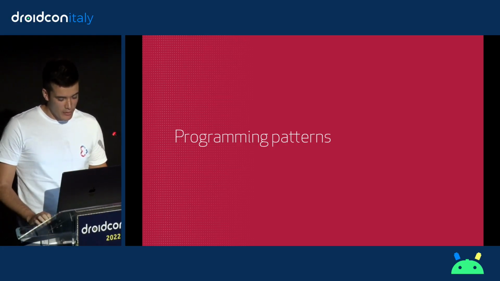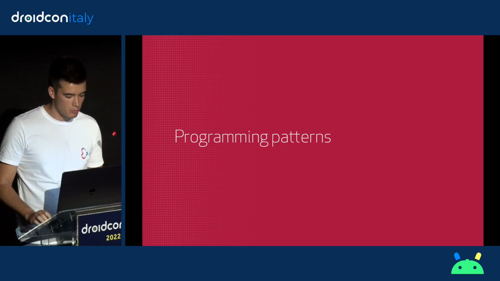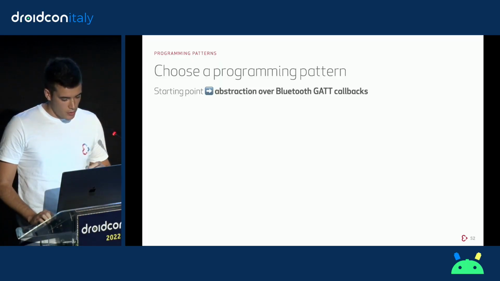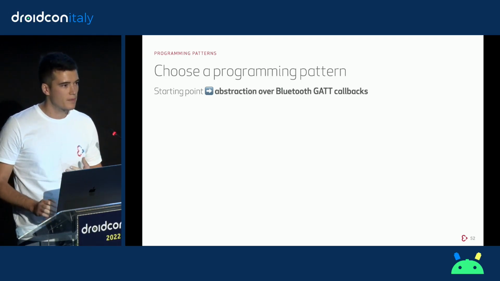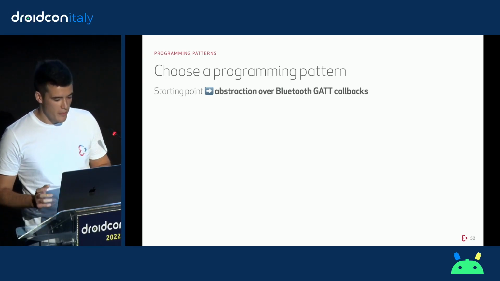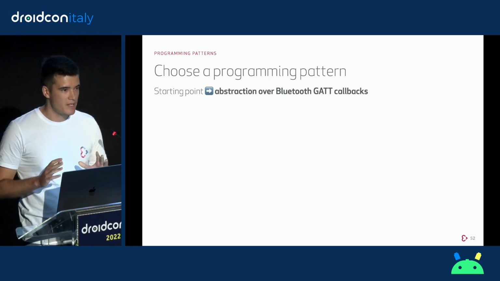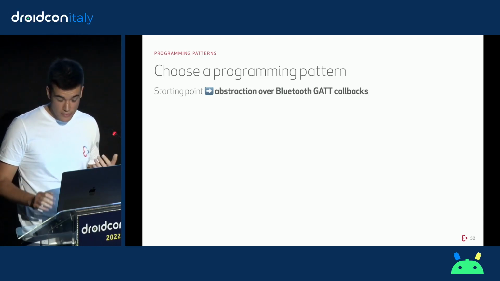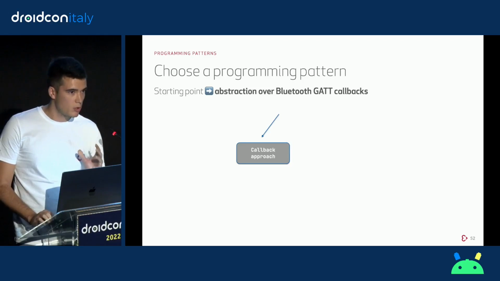So the key point, of course, is starting with abstraction, like almost everything. In particular, abstraction over Bluetooth GATT callbacks. Just to introduce the concept, we identified basically two approaches. The first one is the callback approach.